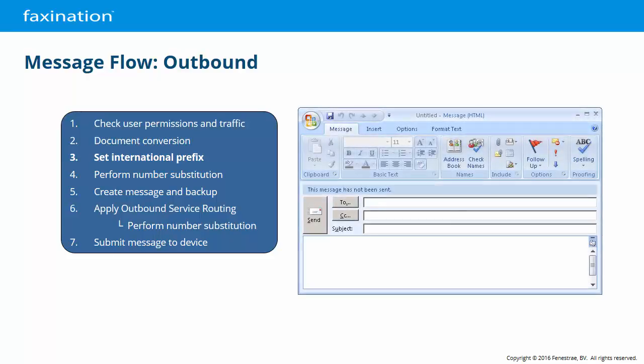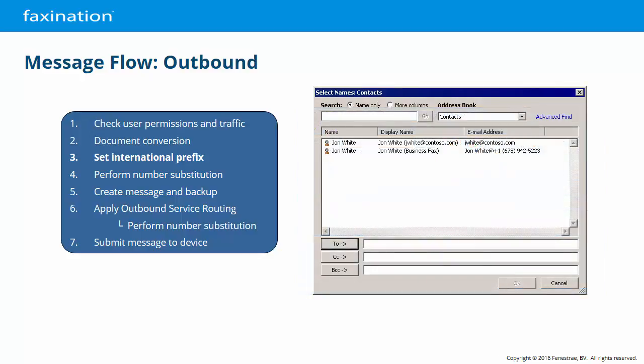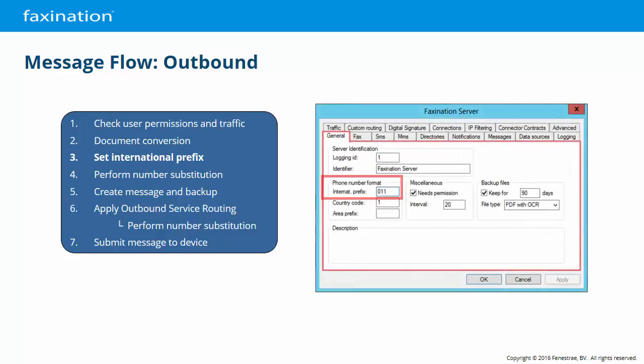Next, we set the international prefix. When the outgoing number begins with a plus symbol, that's known as the international format. Microsoft enforces the use of the international format with all Outlook contacts, and the Faxination server needs to know what the plus symbol represents. The plus symbol is replaced with the contents of the international prefix field on the General tab of the Faxination server configurator.